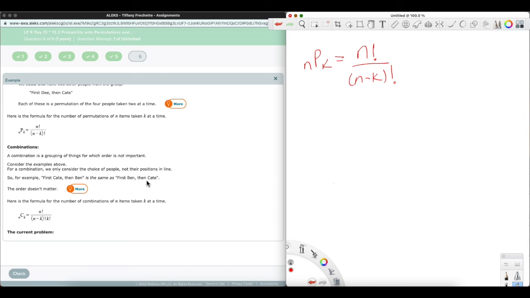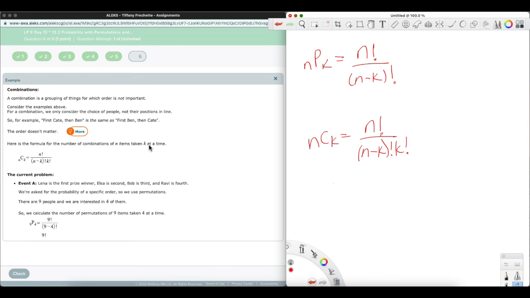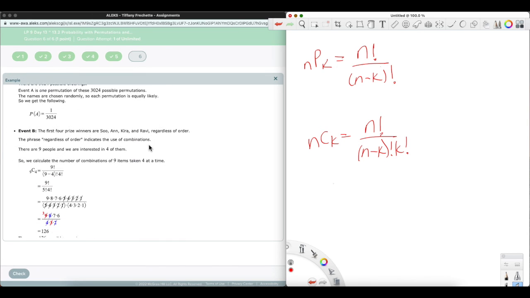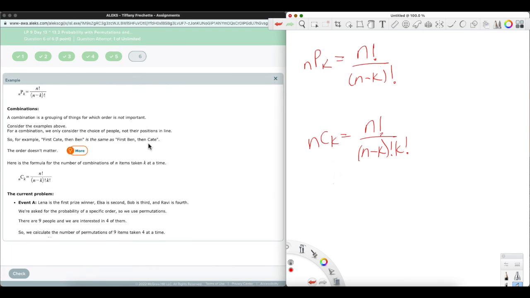So now we would use the combination equals n factorial over n minus k factorial times k factorial. So we just need to make sure that we're using the correct formula for what it's telling us to do. If the order does not matter, then we use combination. If the order matters, then we use permutations.